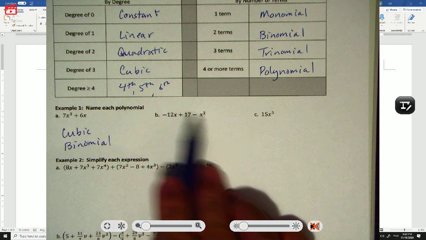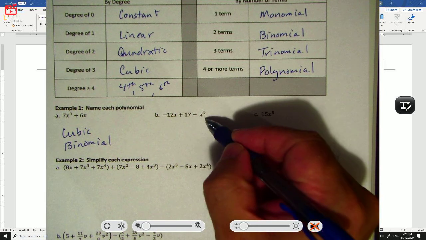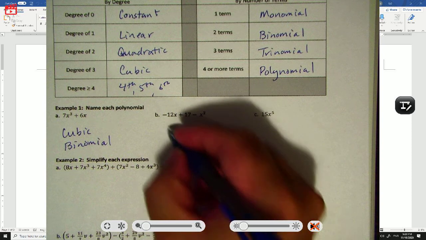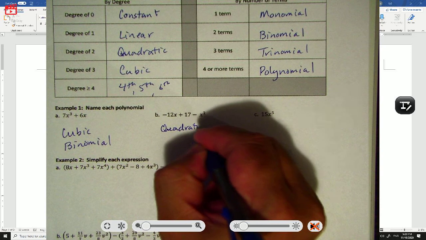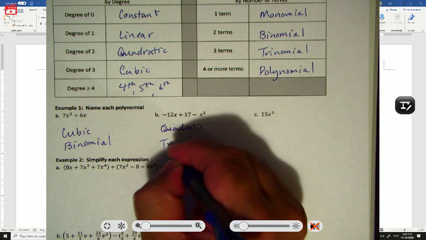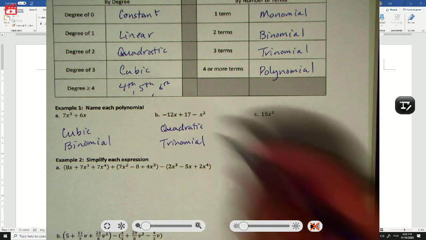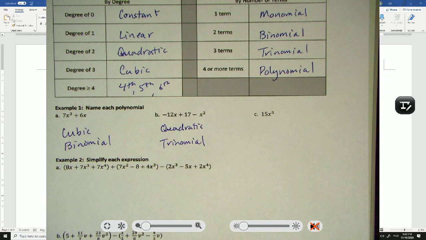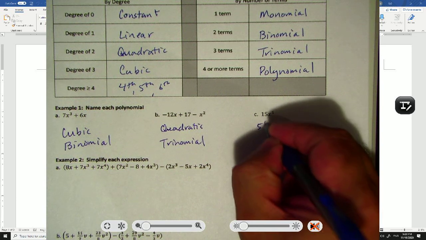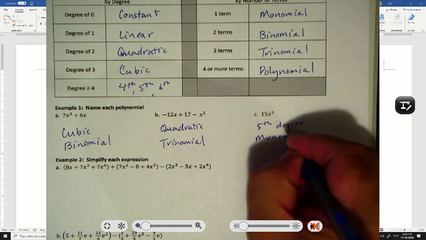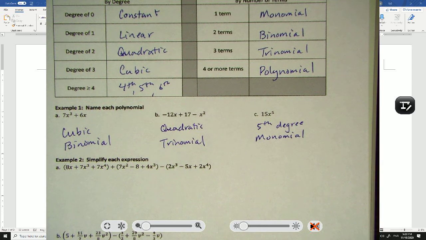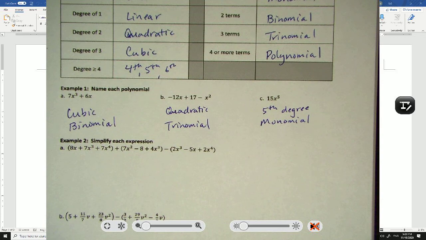Here, the highest exponent is a 2, so it's a quadratic, and it has 3 terms, so it's a trinomial. And C, the degree is 5, so it's a 5th degree monomial. Alright, that's it. That's the first 20 problems on that worksheet. That's all you're doing.